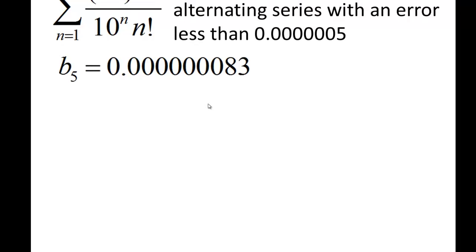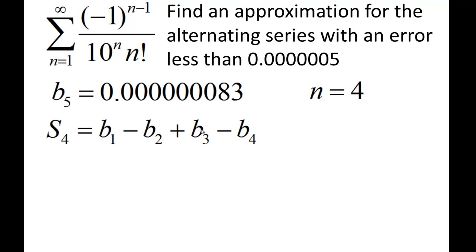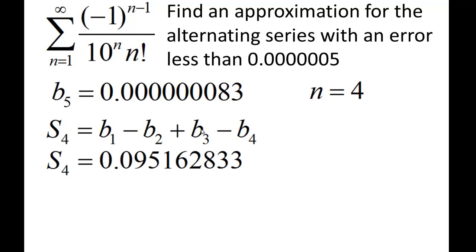So this is the term that I want to actually exclude from the partial sum because it doesn't matter. Now because B5 is the term that I'm excluding, I actually only want n equals 4 terms. I want up to S4. So I'm going to take B1 minus B2 plus B3 minus B4. Now if I actually evaluate that with the terms that I had a few minutes ago, this is what I'm going to get for the partial sum.